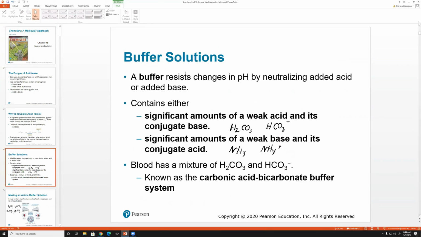Now, what is a buffer system? A buffer system is either one of the following things. It contains either a significant amount of a weak acid and its conjugate base, such as carbonic acid and, once we remove a hydrogen, HCO3 minus, hydrogen carbonate, or a weak base and the weak base's conjugate acid, such as ammonia and ammonium. The design of this solution is to resist the change in pH.